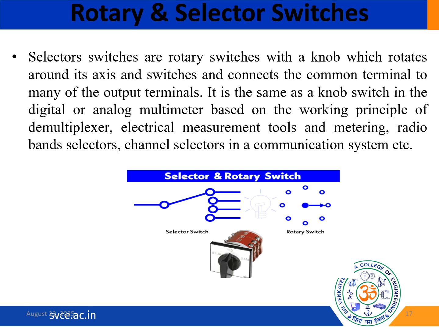This is all about rotary and selector switches. Selector switches are a type of rotary switch which can be connected with a knob, and it rotates around the central axis. Whenever the knob is turned, the common terminal is connected to one of the several output terminals. It enables the user to select among multiple circuit paths or different configurations. These switches operate on principles similar to a demultiplexer, which directs a single input to multiple outputs. In digital and analog multimeters, it is used for selecting measurement modes like voltage, current or resistance.